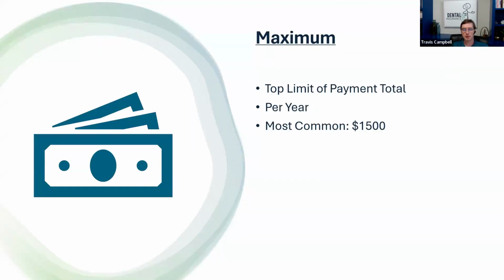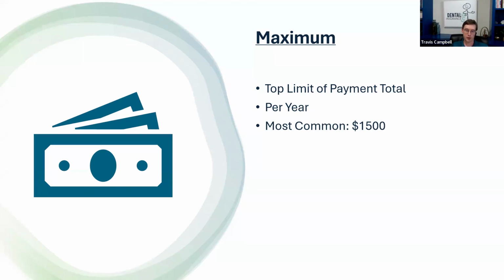Next is maximum. Maximum is where the insurance company is saying per year, per policy year, we're going to pay X amount. Doesn't matter how much treatment you do. You can do $20,000 in dentistry, but we're only paying for whatever that maximum is. Most common maximum in today's world is $1,500, which is kind of stinky because back 50 years ago it was $1,000. There's reasons for this that future courses will talk about, but the big thing is it is just the maximum.